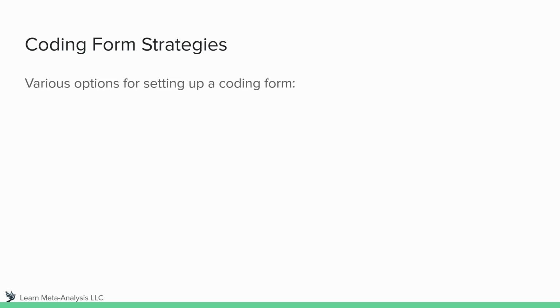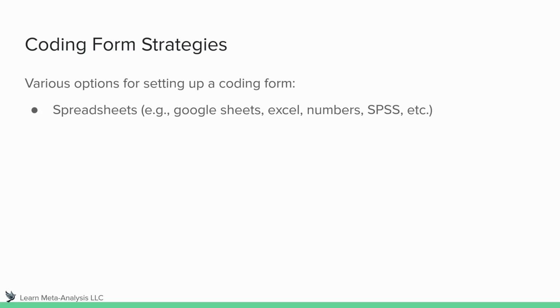So first and foremost, it's not like there's one software program you have to use. There's a lot of different options for what you can do. So personally, I like to use spreadsheets most of the time, and there's tons of different options available from Google Sheets and Excel through Numbers and SPSS, etc. All of them have different benefits and drawbacks, and it really just depends on what you need for your coding as to which one you prefer.